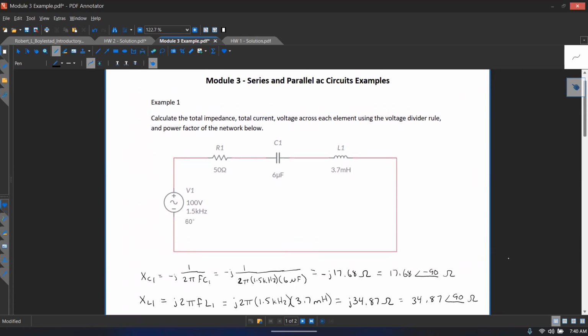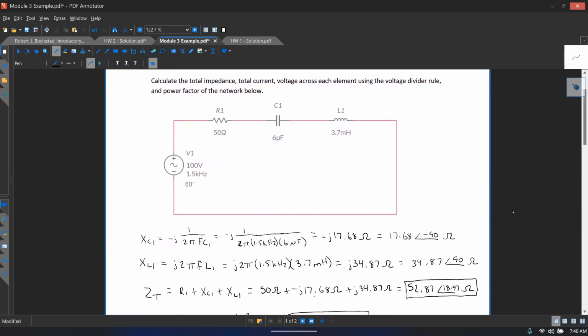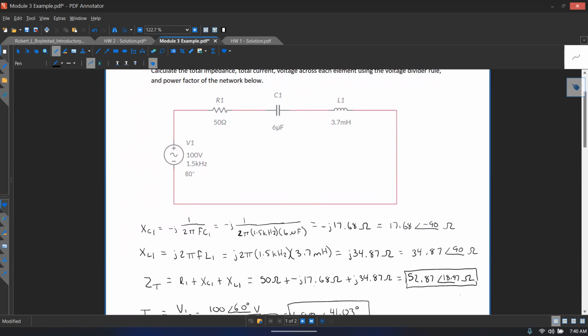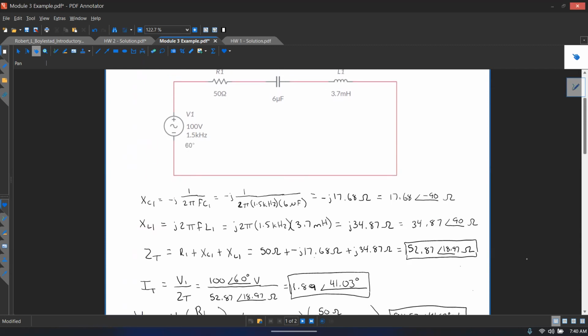All right, so first thing you want to do whenever you get a problem like this is to make sure all of your elements are converted to their respective reactance. So right here, the capacitor is given in farads, and the inductor is given in henries. So we want to convert these two elements, your inductor and your capacitor, to their respective reactance, like so.